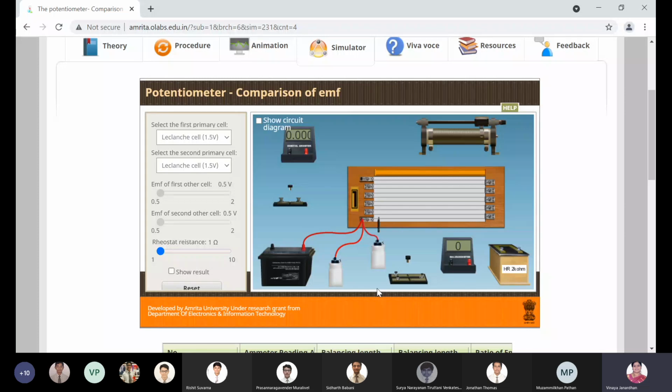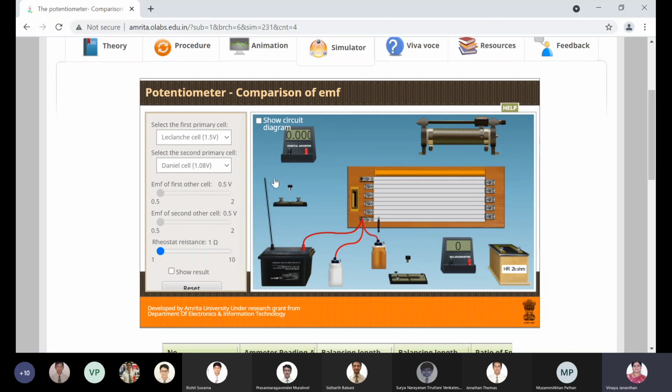Connected, boys? So what we'll do is first we'll select the cells. The first one is 1.5, then I'm going for Daniell cell. Can you see two cells I have connected? One is Leclanché cell of 1.5 volt. The other one is Daniell cell. It is 1.08 volt. Can you all see this? You select the cells, boys. Okay, fine.